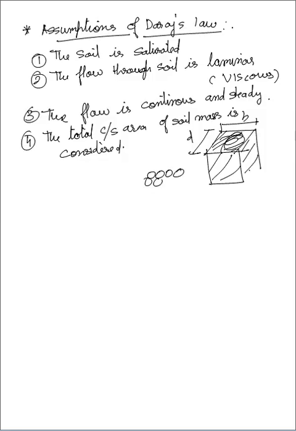So water cannot pass through these soil solids. Water has to pass through the pores, so all these voids will be interconnected. So the ultimate net cross section area will be less. Basically the seepage velocity we have studied, Vs is equal to V by n. So this actual velocity will be more. So the fourth point is total cross section area of soil mass is considered.